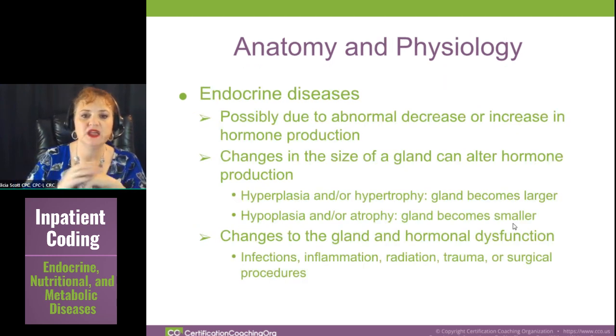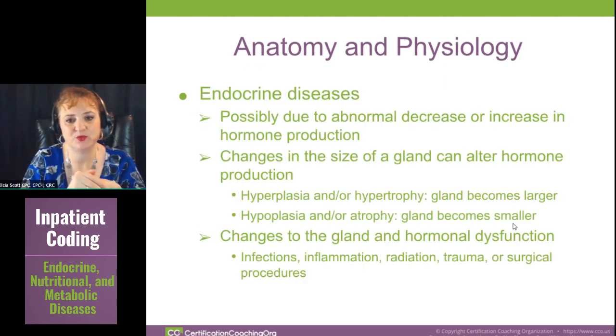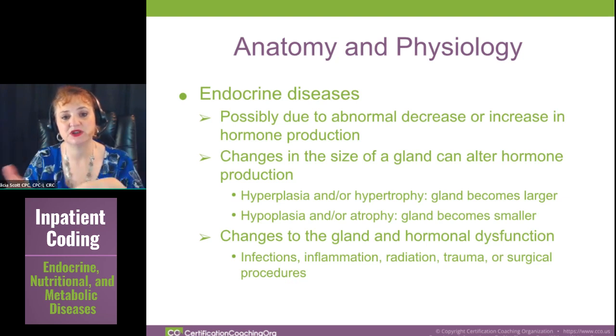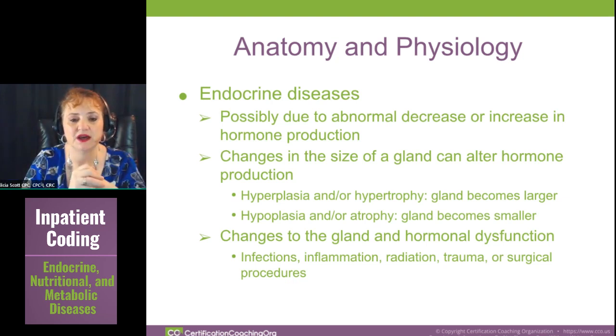Okay. Endocrine diseases that you need to be aware of usually happen as a result of a decrease or increase of hormone production. Now, if we have, let's say, a tumor or a neoplasm on the pituitary gland, what's it going to do? It's going to either make us a very tiny person or a very large person, right? Can they go in and remove that? Absolutely, they can. Changes in size of a gland can alter the hormone production.